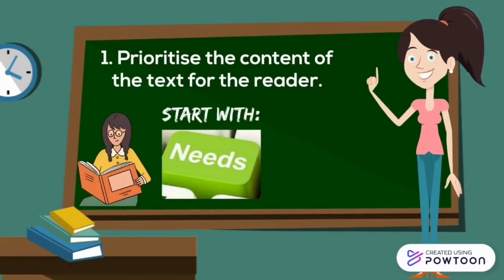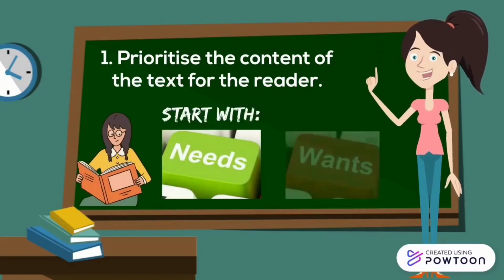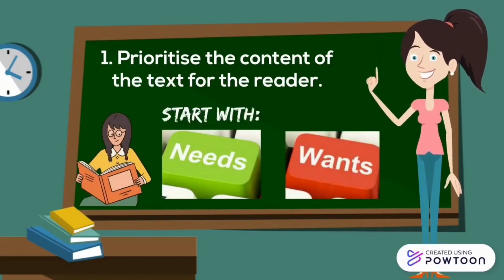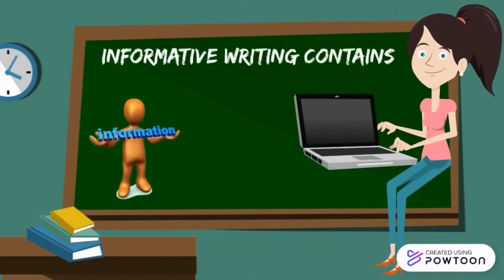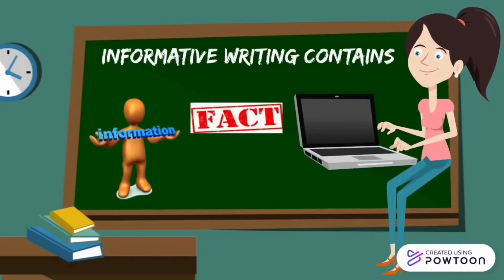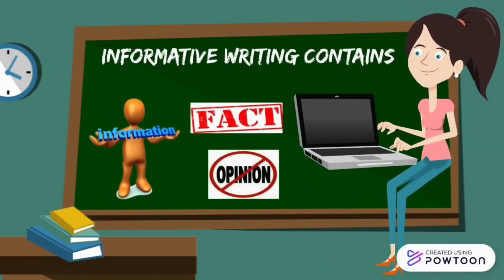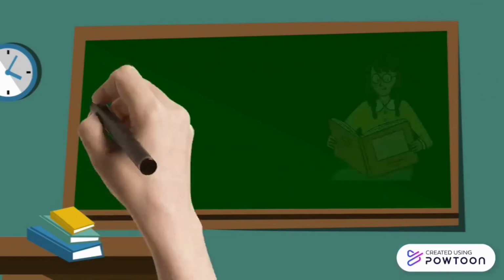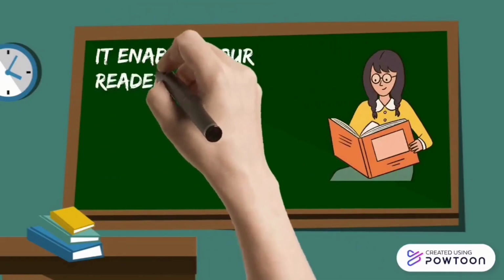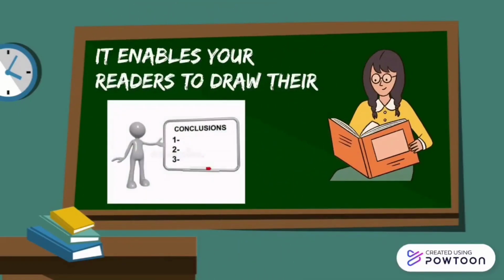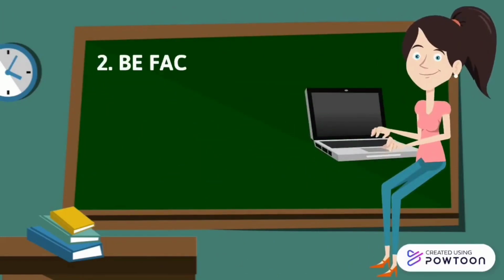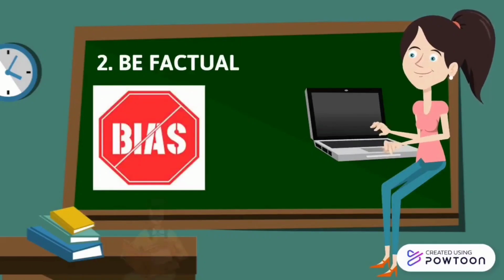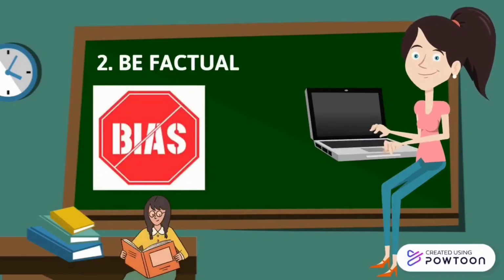Start with what they need to know, then what they want to know. This contains information based on facts and not your own opinion. It enables your readers to draw their own conclusions. Be factual. When writing to inform, you should avoid biased information.